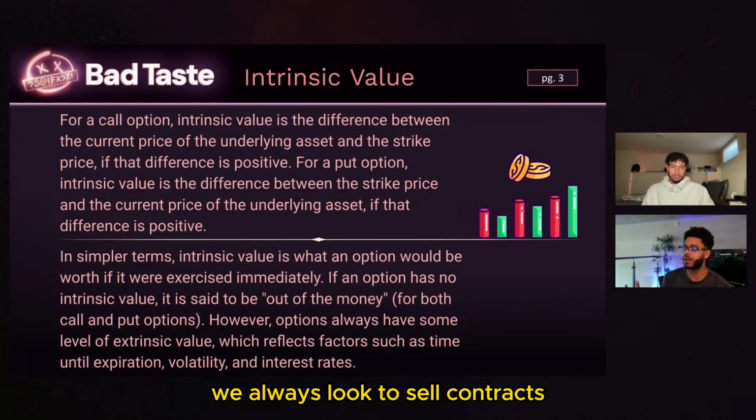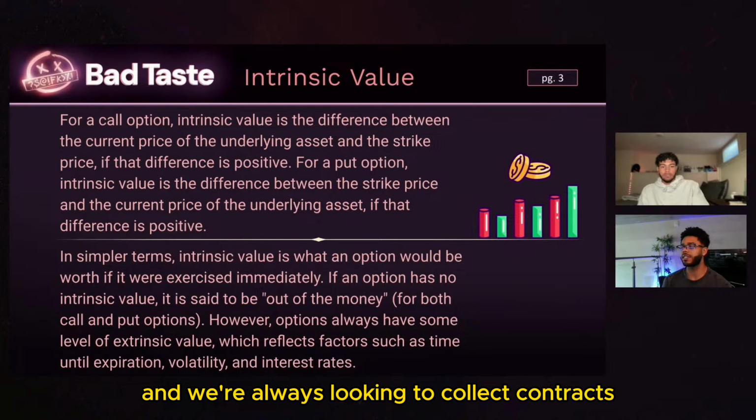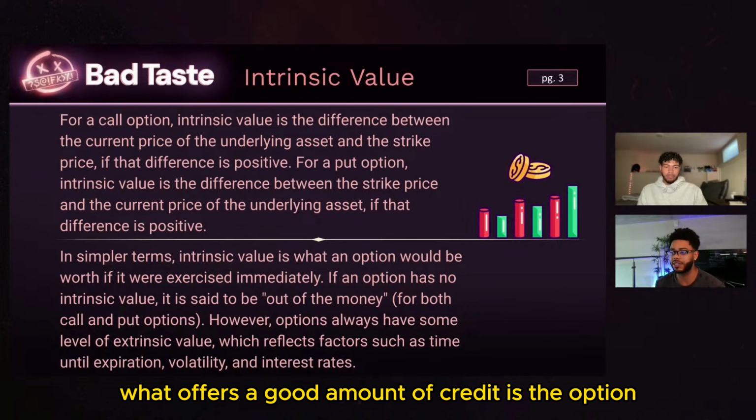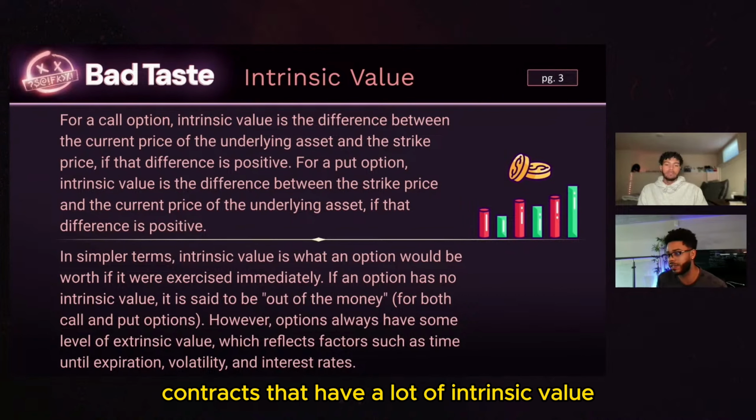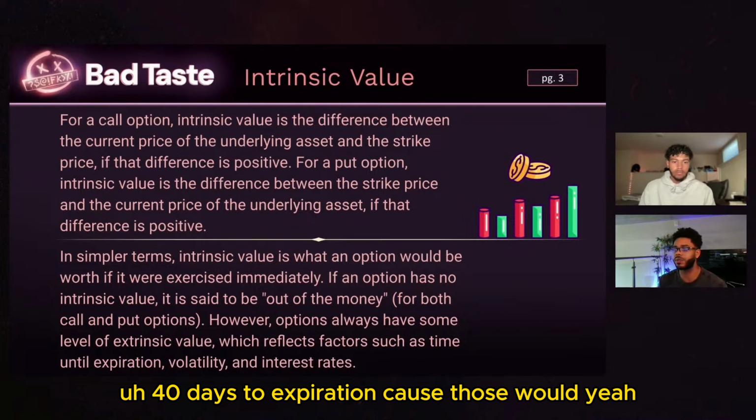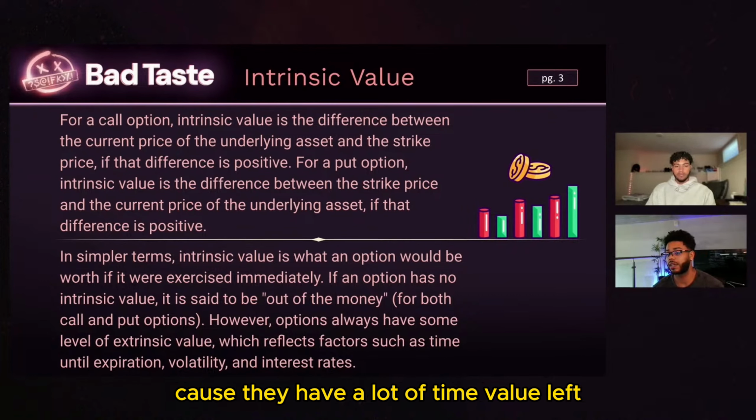We always look to sell contracts where we can collect a decent amount of credit. And typically what offers a good amount of credit is the option contracts that have a lot of extrinsic value. So that's why we'll go into the 35, 40 days to expiration, because those will a lot of the times offer a good amount of extrinsic value, because they have a lot of time value left.